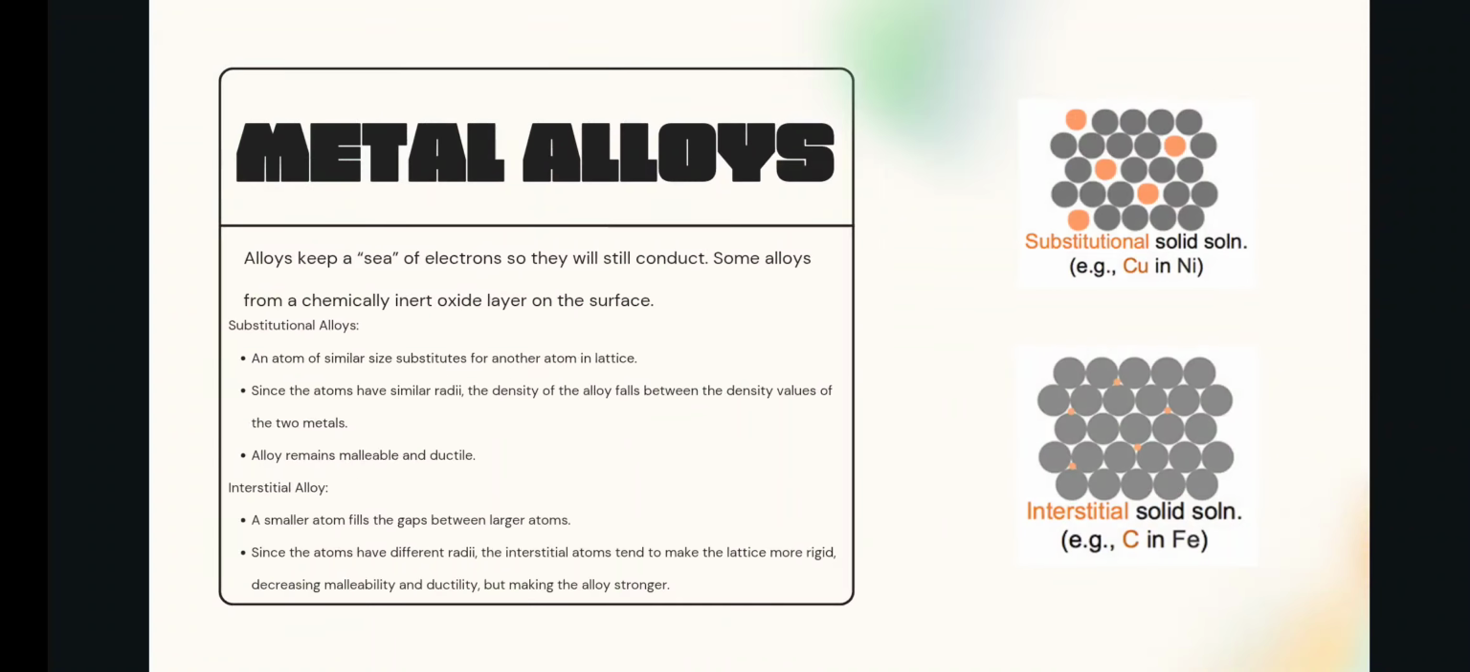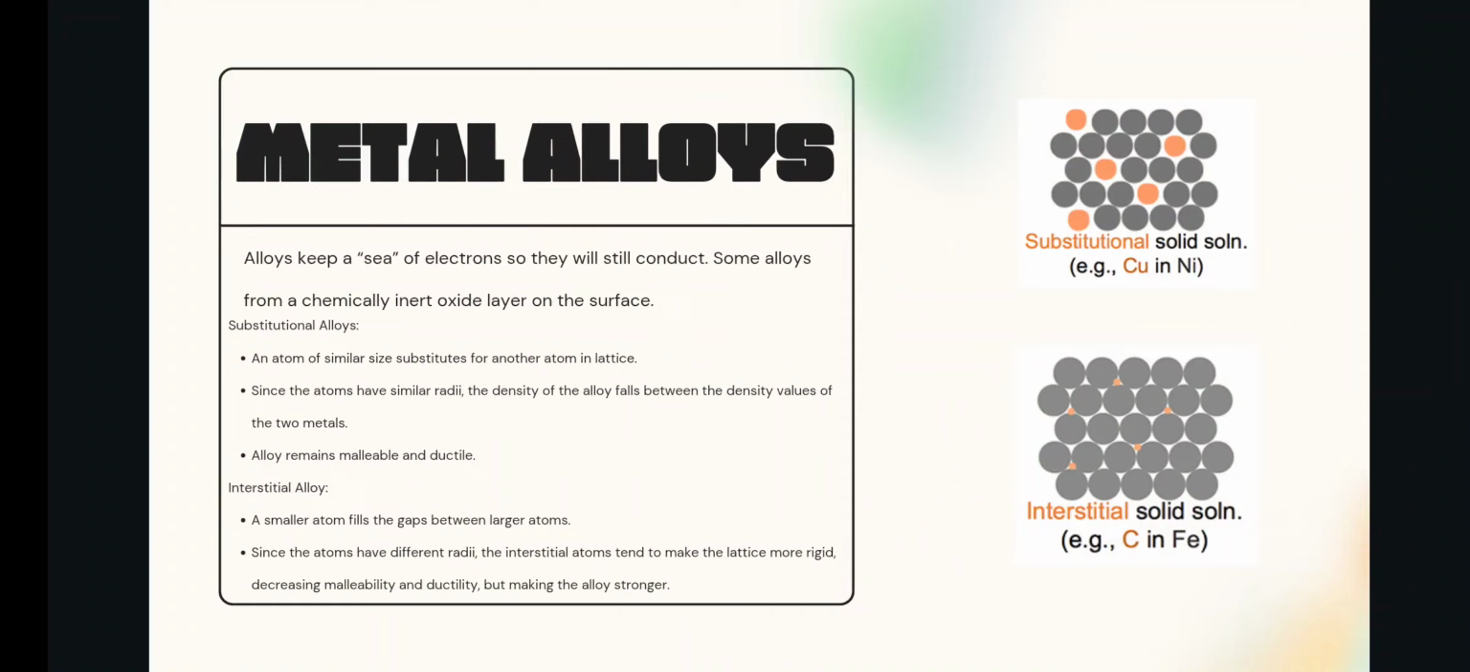Metal alloys. Alloys keep a sea of electrons, so they will still conduct. Some alloys form a chemically inert oxide layer on the surface which protects them from rust. Substitutional alloys. An atom of similar size substitutes for another atom in the lattice. Since the atoms have similar radii, the density of the alloy falls between the density of the two metals. The alloy remains malleable and ductile. An example of that is shown on the image to the right, specifically the image to the top.